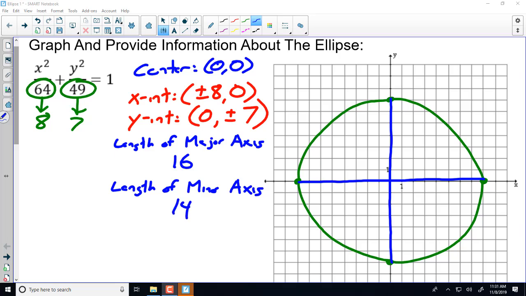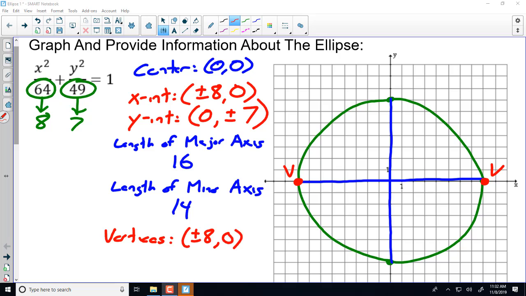Only the endpoints of the major axis are called the vertices. So the vertices are here and here. The other 2 points, the y-intercepts, are not vertices in this case. Only the endpoints of the major axis are the vertices. So the vertices for this one are going to be, once again, plus or minus 8, same thing as the x-intercepts.